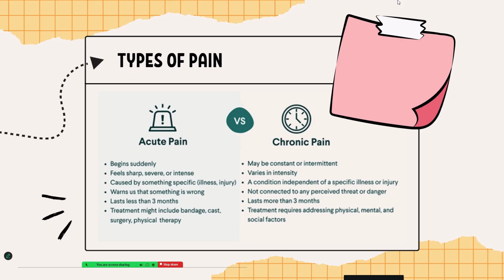Chronic pain may be a condition independent of a specific illness or injury. It wasn't one thing necessarily that did it. It wasn't connected to any perceived threat or danger. Chronic pain is ongoing. It lasts more than 3 months. Treatment for chronic pain can require addressing physical, mental, and even social factors. So the acute is the instant, the chronic is over time.